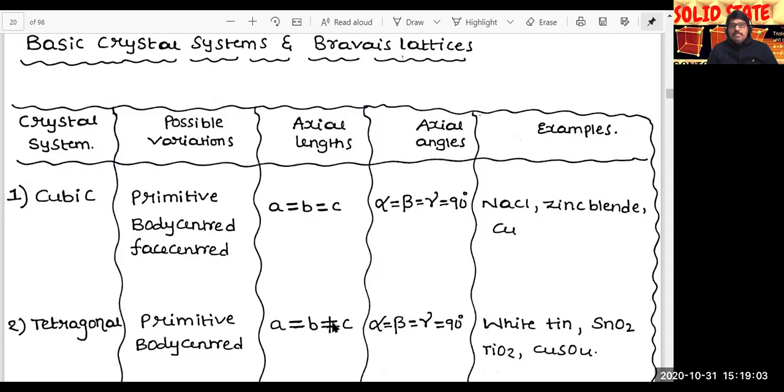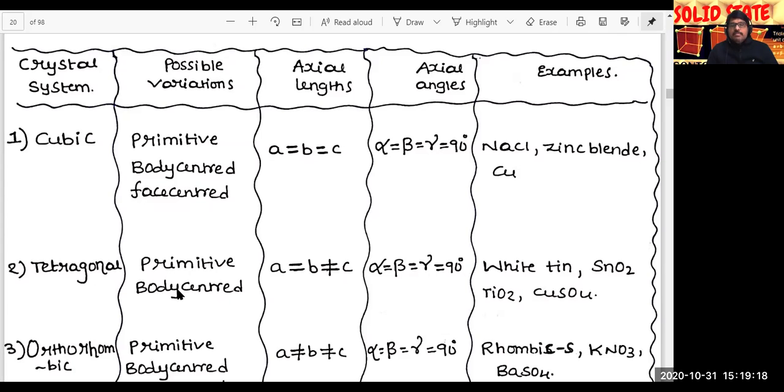How to define a tetragonal basic crystal system? A is equal to B, but B is not equal to C. Alpha is equal to beta is equal to gamma, that is equal to 90. And in case of tetragonal crystal system, 2 types of unit cells were found. One is primitive, another one is body-centered. One more point I'm adding: in all 7 basic crystal systems, there is a primitive unit cell for sure. Every basic crystal system has a primitive or basic unit cell. Along with that, there is also a body-centered unit cell. So Bravais lattices are 2 in case of tetragonal: one is simple tetragonal, another one is body-centered tetragonal.